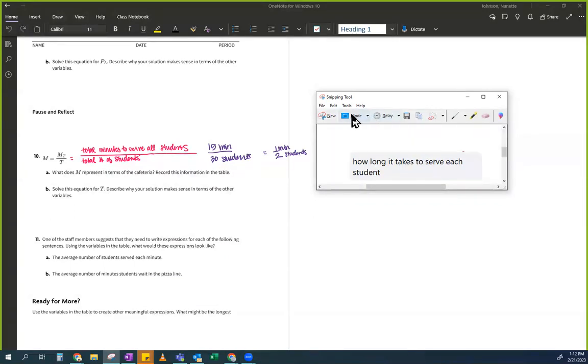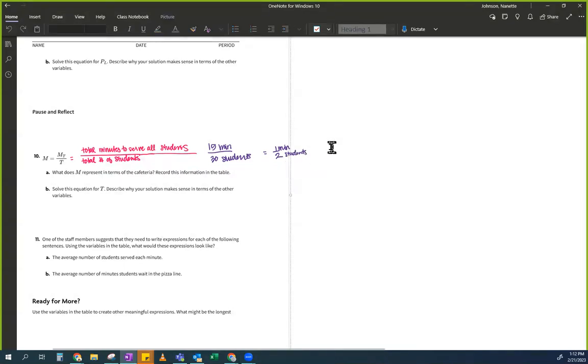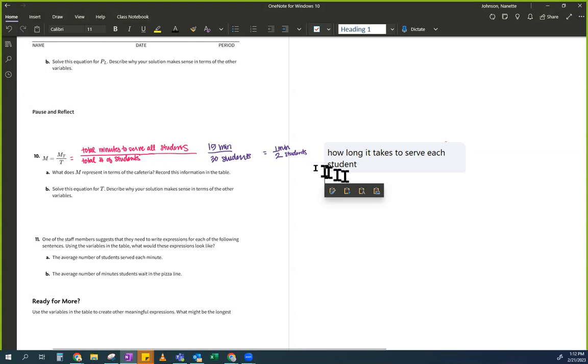Very good. So a couple people said this, so really, really strong. This is what it means. It means it takes each student 30 seconds to be served. Right? That makes sense because if you have a really long line and each student is taking like 7 minutes.